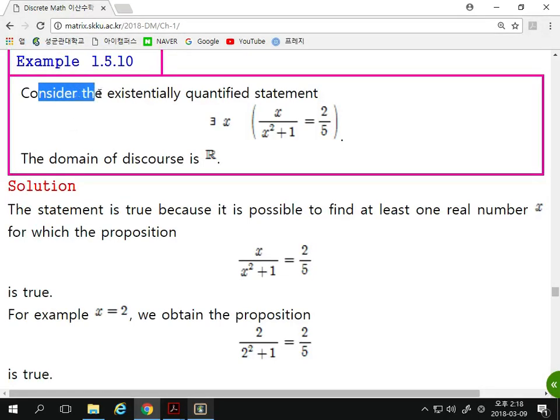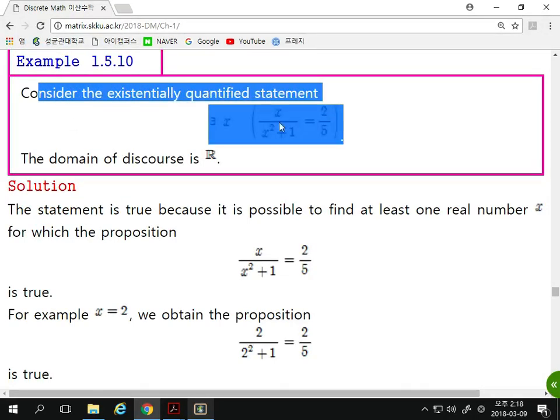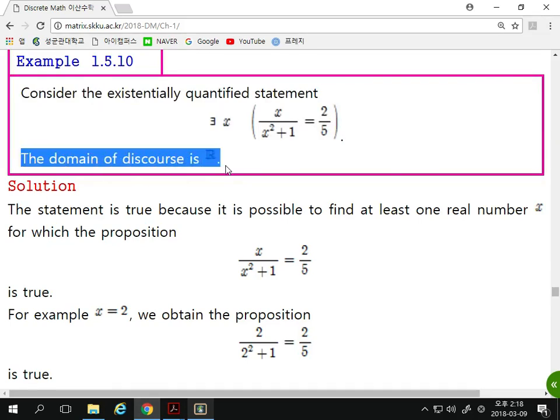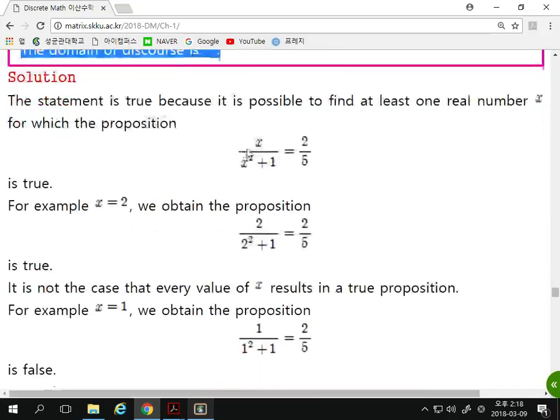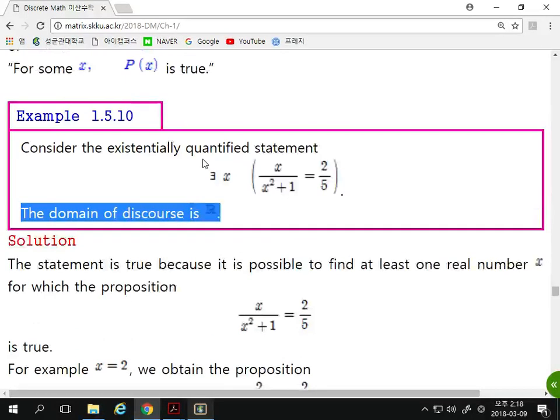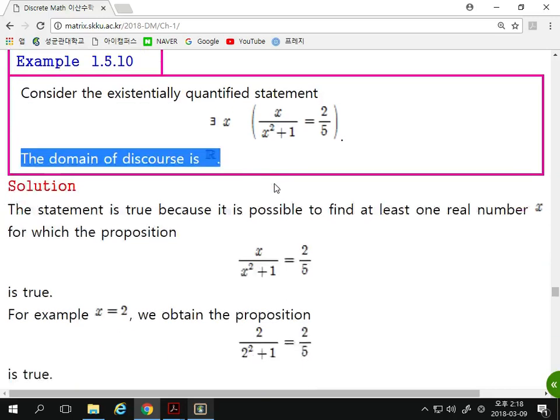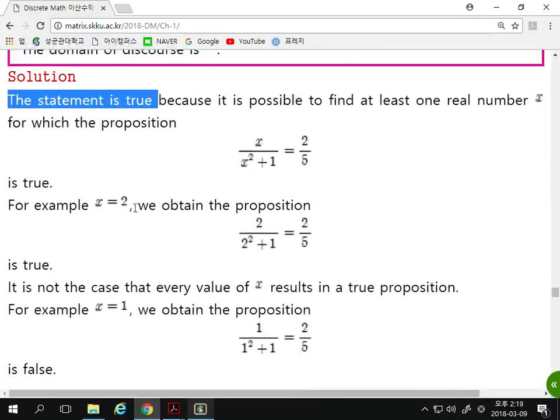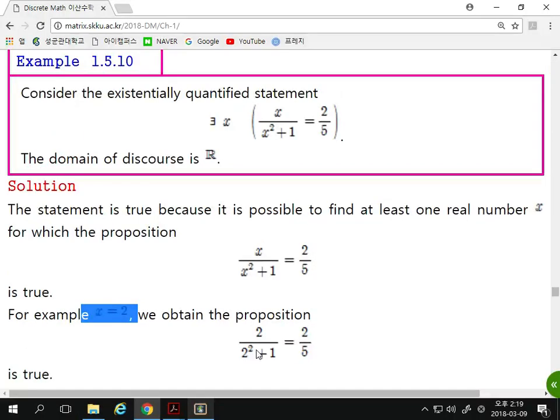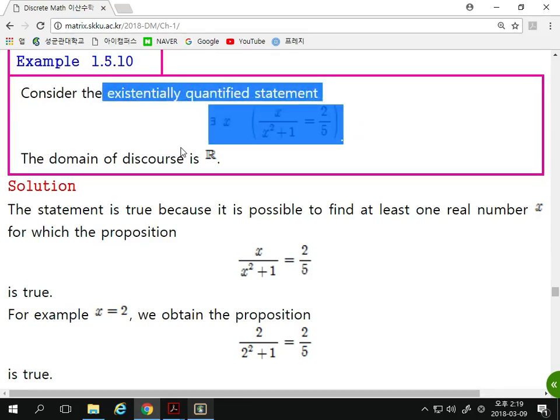Here, consider the existentially quantified statement when the domain of discourse is R. Let's check whether this statement is true or false. This statement is true because if we choose x equal to 2, then 2 squared plus 1 is 5, and 2 over 2 squared plus 1 is 2 over 5. It satisfies it. So there is x equal to 2 in the reals that satisfies this, so this quantified statement is true.